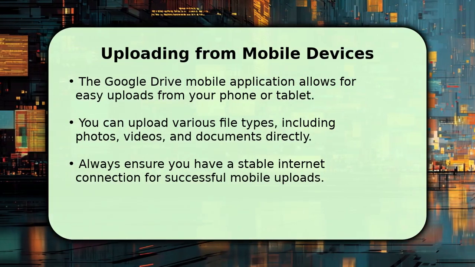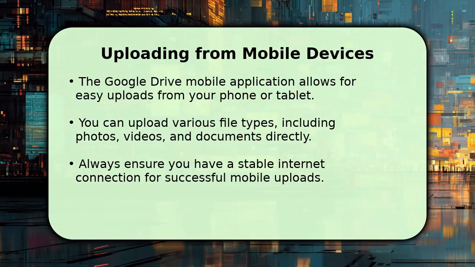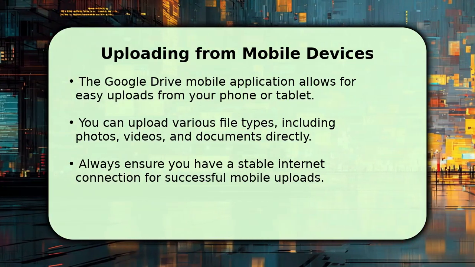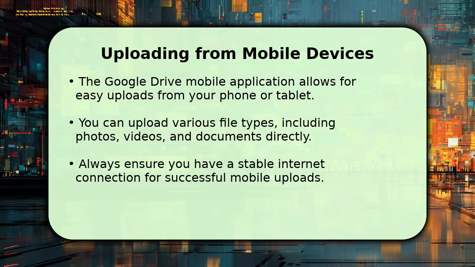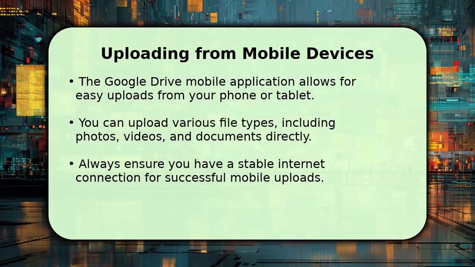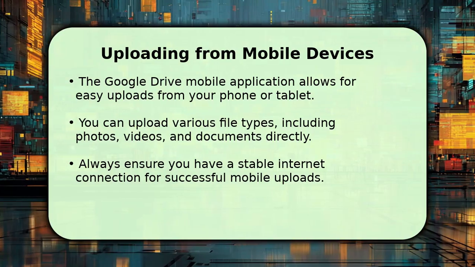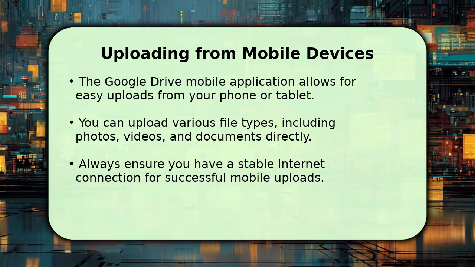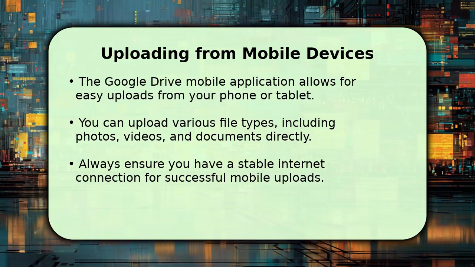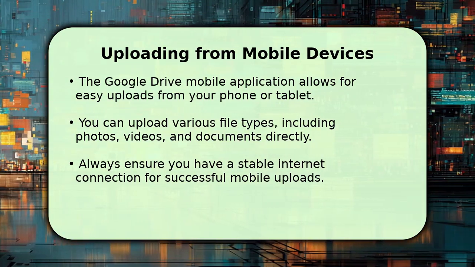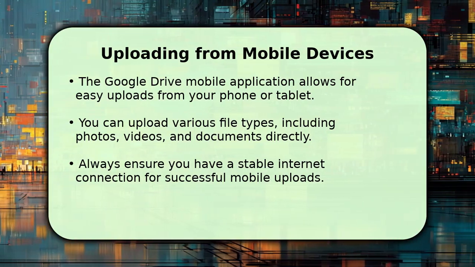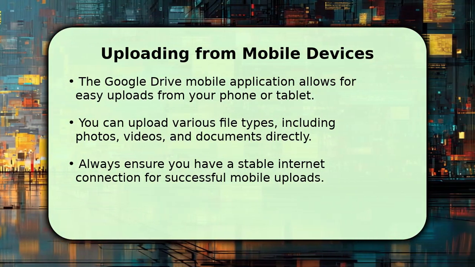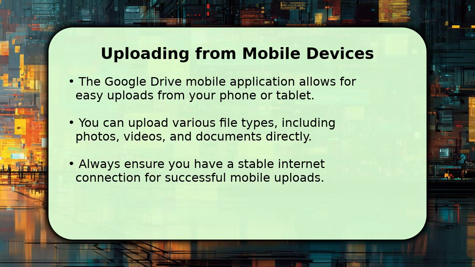Accessing Google Drive on the go is simple with the mobile application. Open the Google Drive app on your smartphone or tablet. Tap the plus sign icon, usually located in the bottom right corner of your screen. From the options, select Upload. You can then browse your device's files, such as your camera roll or downloads, to select the document or image you wish to upload. The file will then be securely stored in your cloud, ready for access anywhere.